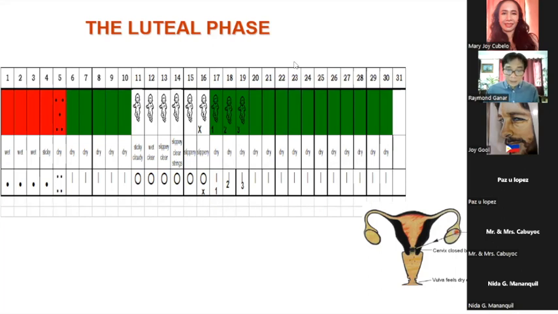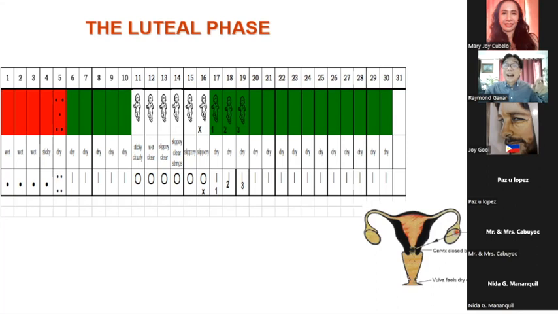Okay, can you please tell me how many days do we have for the luteal? Please count the days of the luteal, starting from 17 all the way to 30. How long is the luteal phase? 14 days: 1, 2, 3, 4, 5, 6, 7, 8, 9, 10, 11, 12, 13, 14. So 14. According to John and Evelyn Billings, the luteal phase is how long? 11 to 16 days. So this is 14 days, which means it is a normal luteal phase.